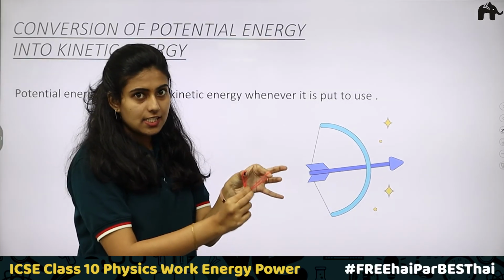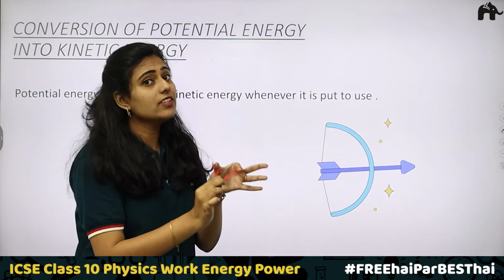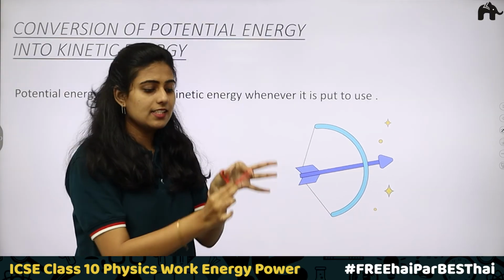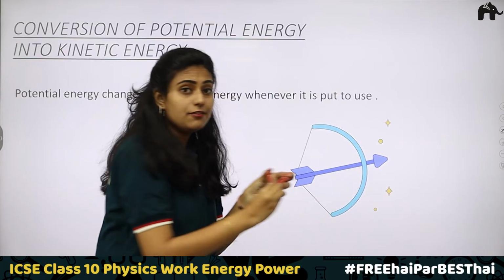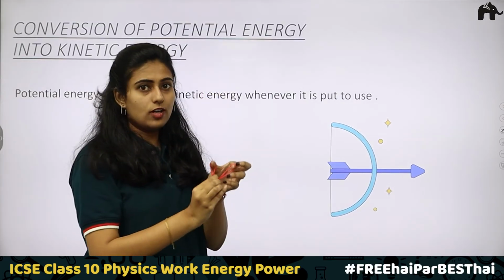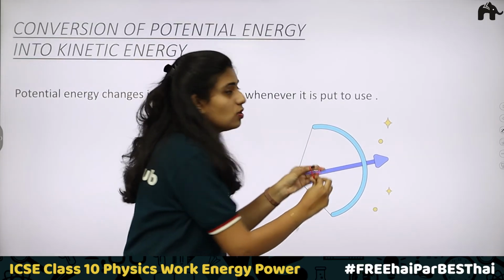This potential energy is stored in this state. It will have a tendency to go to its original state. This is a deformed state. Here, the stretched string is in a deformed state. So, once released, what happens? It will come to its original state.